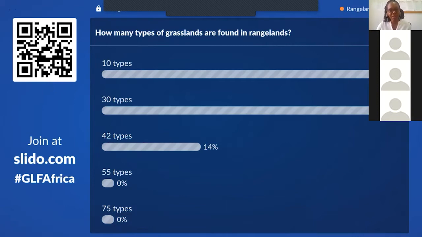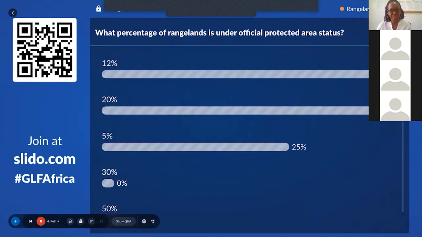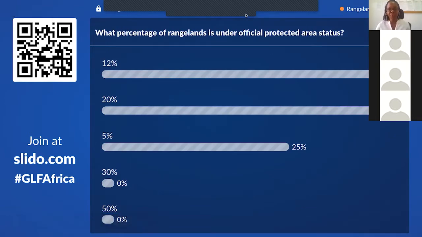And on the last question, what percentage of rangelands is under official protected area status? So here the correct answer is 12%. So these are the correct answers. So we have 8% of participants who got it right. So thank you very much for answering these different questions.